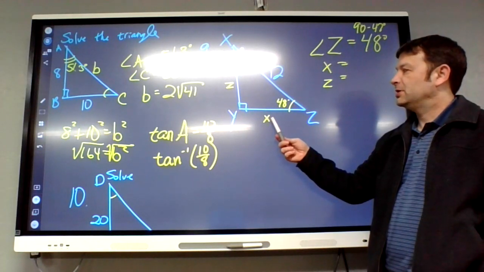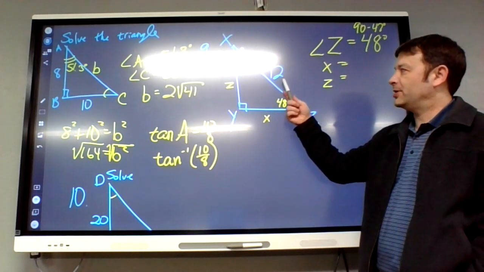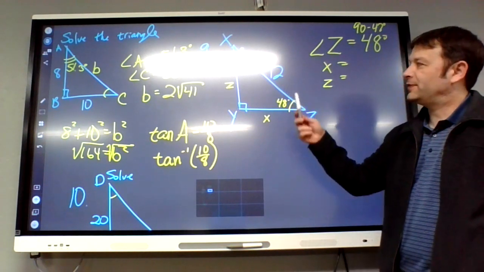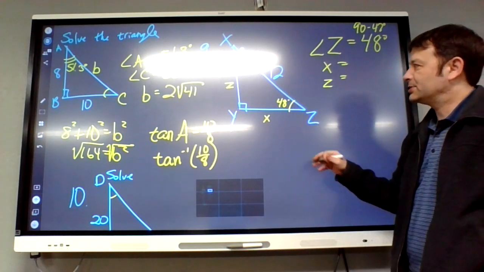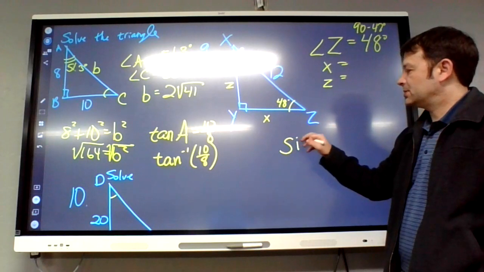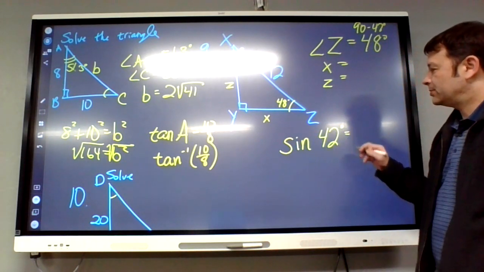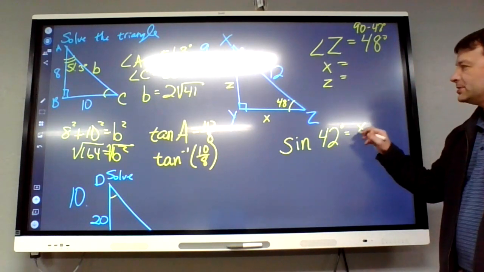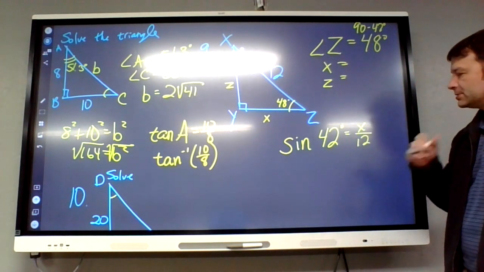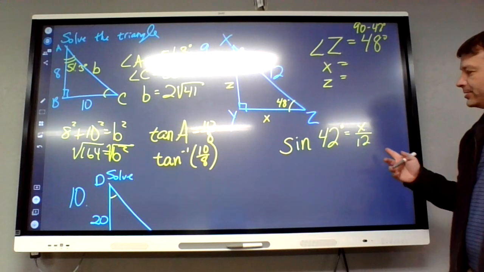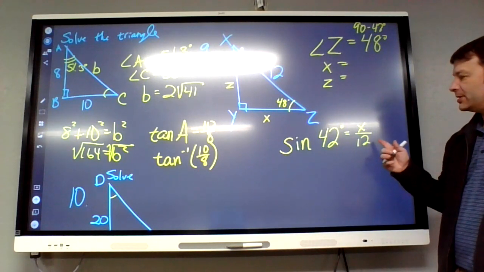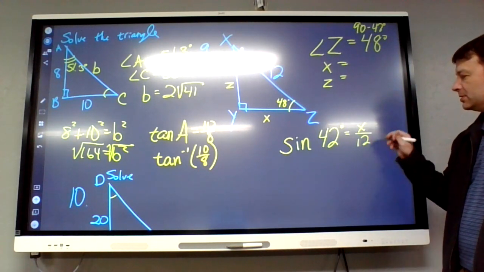What's that? Opposite, and we need a side we know already. Hypotenuse. Which trig function uses opposite and hypotenuse? Sine. So it's sine of the angle, which we know is 42, equals opposite over hypotenuse. Okay, and then how did we solve this? What do we plug in our calculator? Sine 42 times.